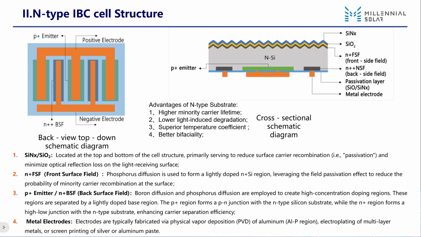Since phosphorus is a pentavalent element with 5 outer electrons, its majority carriers are electrons. When electrons diffuse, negative charges move, leaving holes. The positive and negative charges form a built-in electric field, which helps separate carriers and prevent them from recombining. This is the function of the front field.